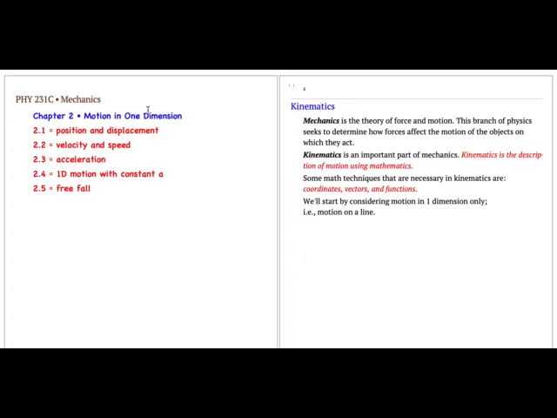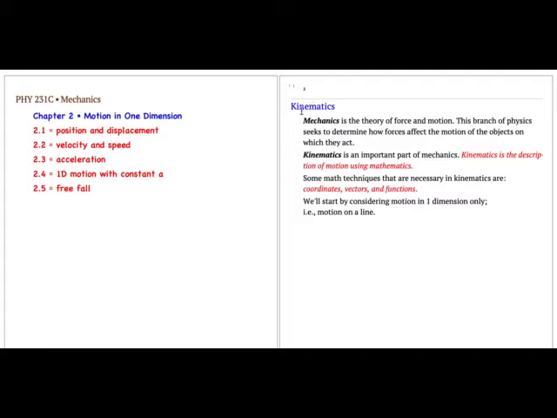So we start with a kind of definition of some terms. The subject here is called kinematics. Do you know that word? Kinematics is the description of motion using mathematics.